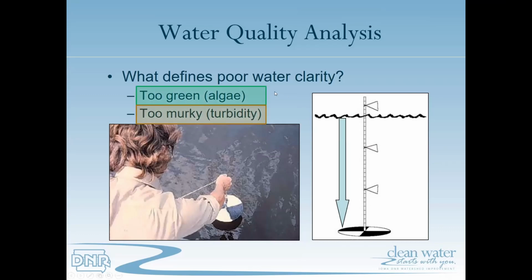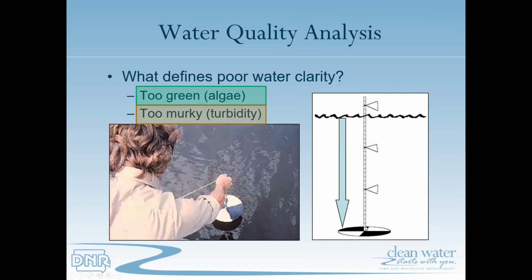So it can either be too green like split pea soup or too murky like chocolate milk, depending on the time of the year and what is going on. And what we see here is a tool that we use to measure water clarity in the lake. It's called a Secchi disc.